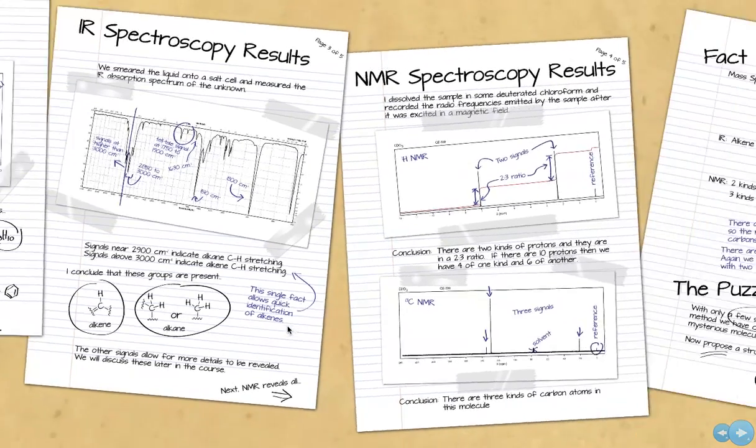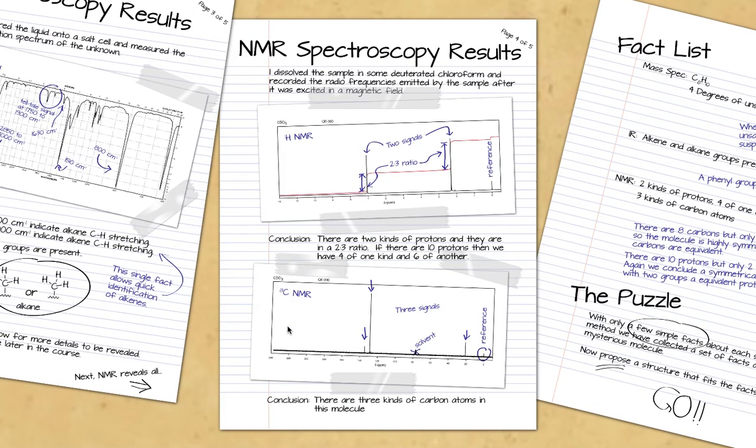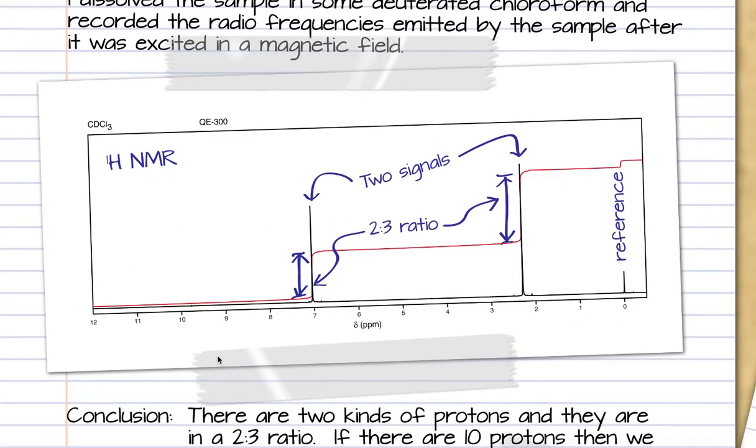All right, well, let's go on to the NMR. So I've done a proton NMR and a carbon-13 NMR. The proton NMR shows me two separate signals. And the integration of those signals is a 2-to-3 ratio. That tells me that there's two protons in one signal and three protons in the other. Or that there's four protons in one signal and six protons in the other.